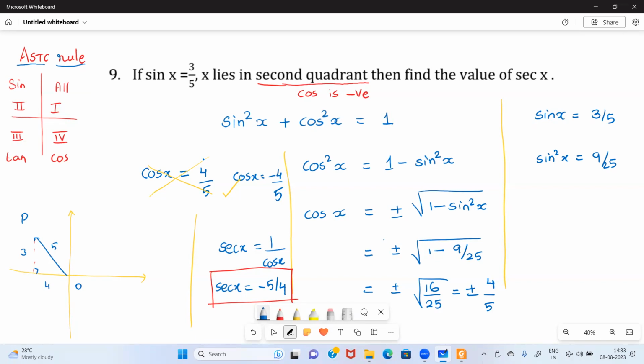So cos will be 4 by 5. Secant will be the reciprocal of that, which will be 5 by 4. But because it is the second quadrant, we know that cos and secant are negative. You can have a minus sign. Or in other words, the x coordinate is negative in the second quadrant. So this is another way of getting the same result. Whichever is convenient to you, you could use.